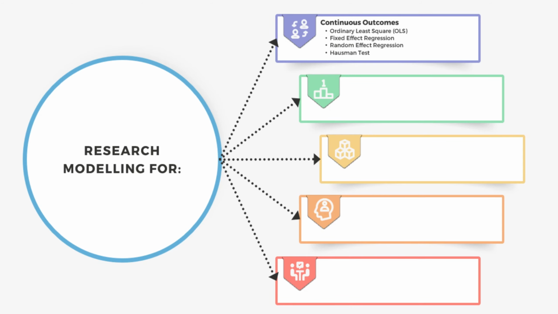In this video, we are going to be looking at data analysis for continuous outcome. We are going to be looking at ordinary least square, fixed effect regression, random effect regression, and Hausman test. Let's go to our data.